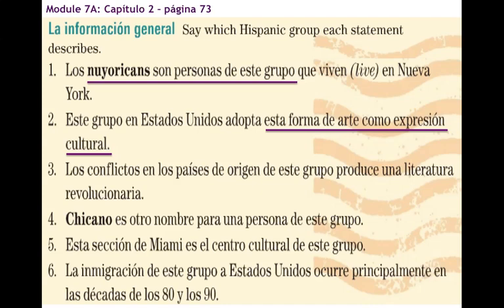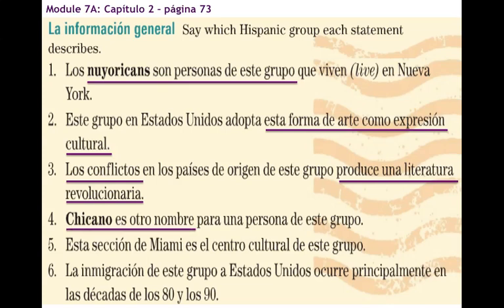So there's an art form that this group has adopted as an expression that makes them stand out here in the US. Número 3, los conflictos en los países de origen de este grupo produce una literatura revolucionaria. So conflicts in the countries of origin of this group produced a revolutionary literature. Be listening for that.